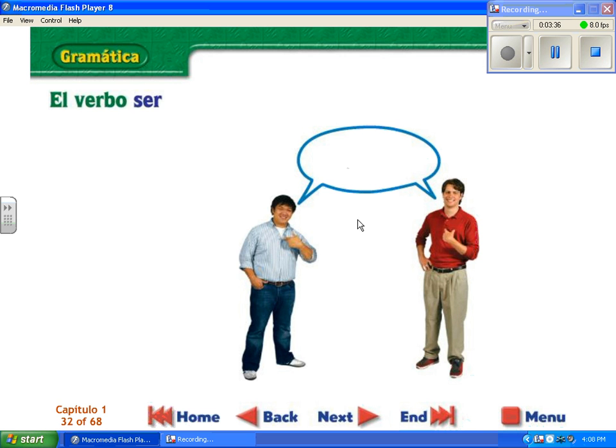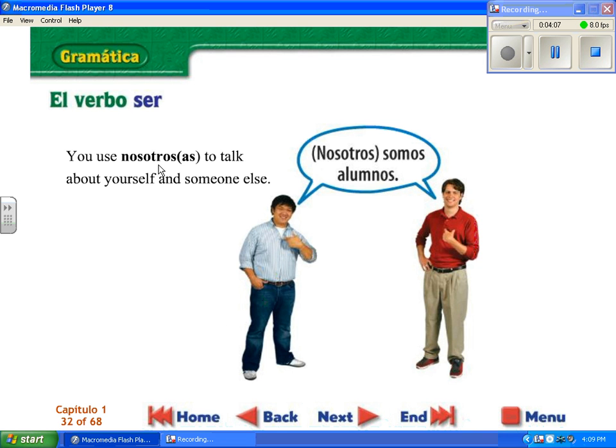If you're talking about you and someone else, you will say nosotros. Please repeat after me. Nosotros somos alumnos. If you are a boy and you're talking about yourself and another boy, the pronoun will be nosotros. But if you are talking about a girl and you are also a girl, then you will say nosotras. This pronoun has gender, as you can see.